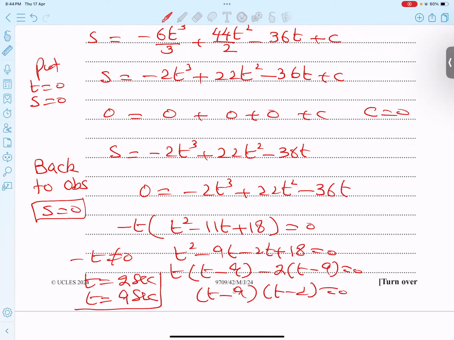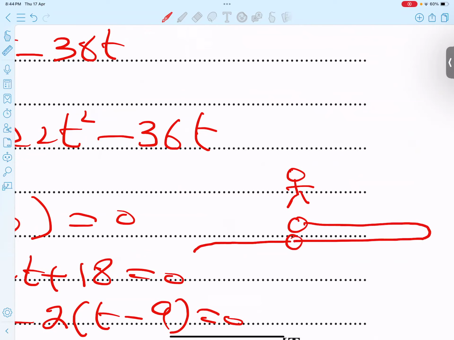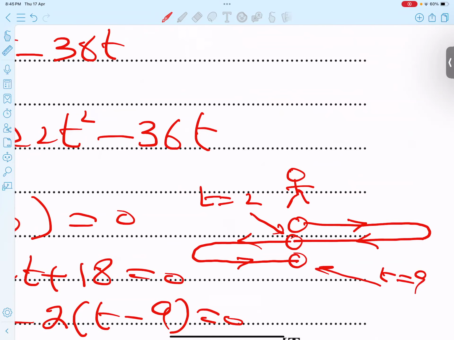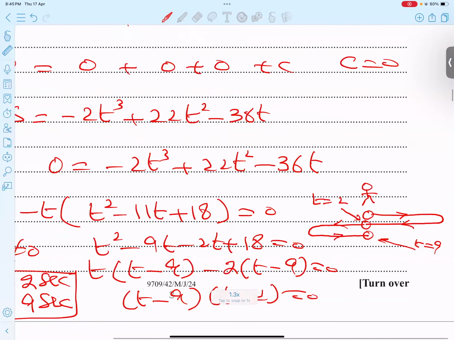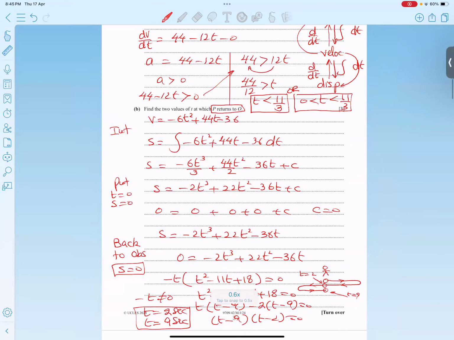So it means it will be back to the observer, you can look at the diagram here, a rough idea I give you. This is the observer. First the particle is going away, then it turns back, passes the observer and goes back again. So this situation is possible. Okay, I hope you got it. So there are two possibilities here: time is 2 seconds, and here time is 9 seconds. So two times the particle will come back to the observer, and I believe the concept is very clear. And the question is over.